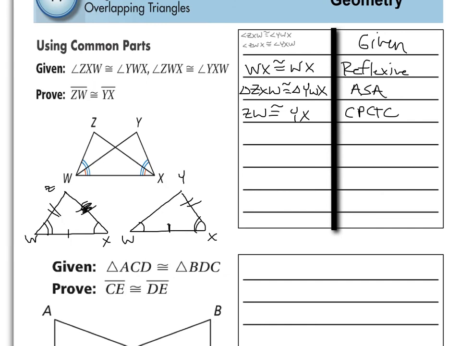Okay? So, this is just a simple example of a proof, and we're going to go through more of these in part 2 of section 4.7, but the key here is to be able to separate the two triangles and find common sides and common angles as you're looking at section 4.7 part 1.